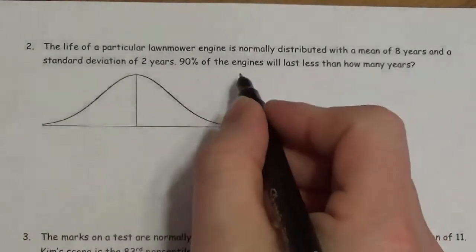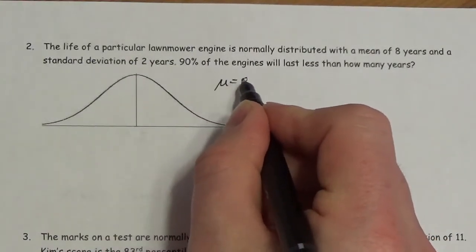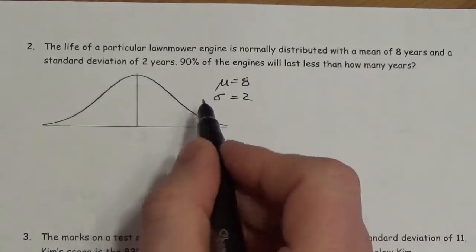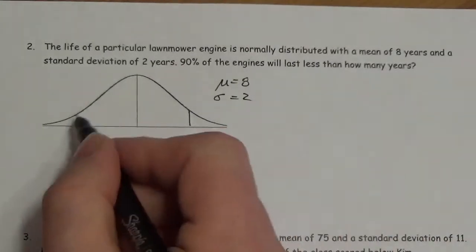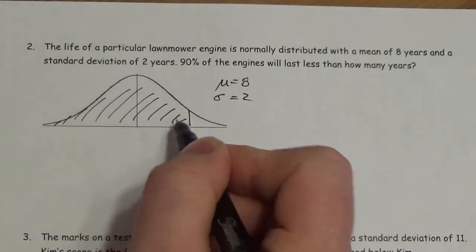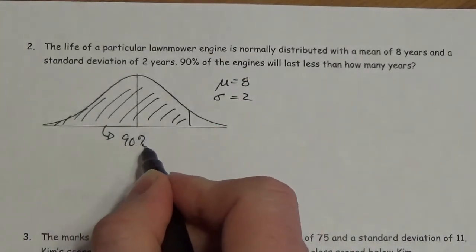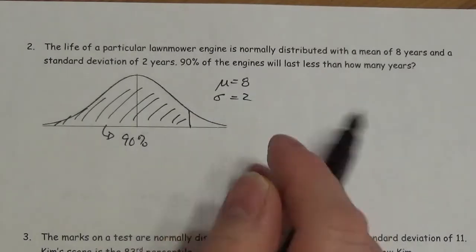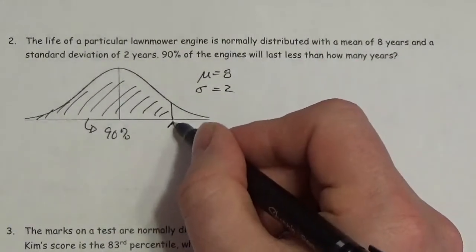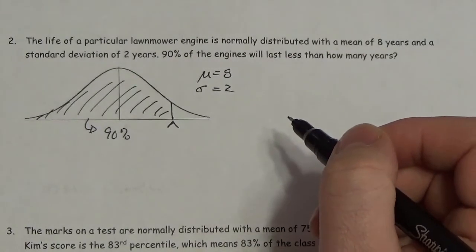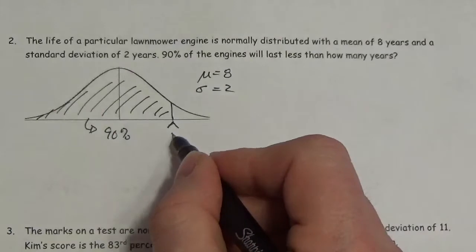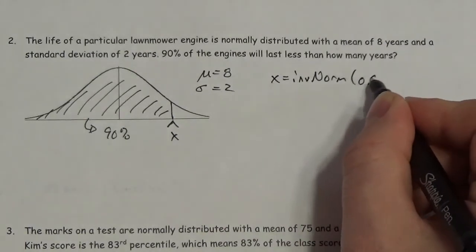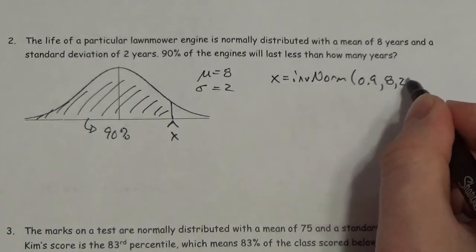The life of a particular lawnmower engine is normally distributed with a mean of 8 years and a standard deviation of 2 years. 90% of the engines will last less than how many years? So here's my data value. I want this to be 90%, and I want to know where this is. Because I've got the actual mean and standard deviation, the calculator can give me the actual lifespan, not just a z-score. So this x, this lifespan, will be the inverse norm of 90%, but this time the mean is 8, the standard deviation is 2.